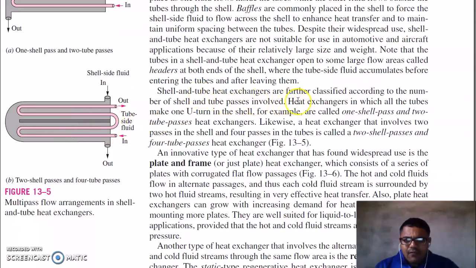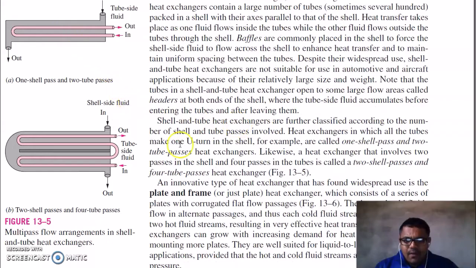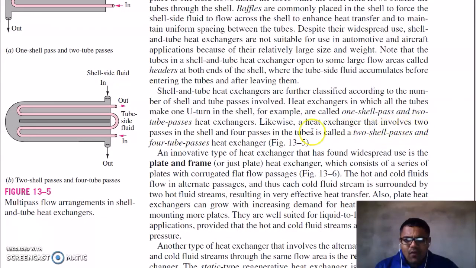Shell and tube exchangers are further classified according to the number of shell and tube passes involved. A heat exchanger in which all tubes make a U-turn in the shell, for example, is called a one shell pass and two tube pass heat exchanger. This example. Likewise, a heat exchanger that involves two passes in the shell and 4 passes in tubes, so this is your 4 passes in tubes, 1, 2, then 3 and 4, is called a 2 shell passes and 4 tube pass heat exchanger.